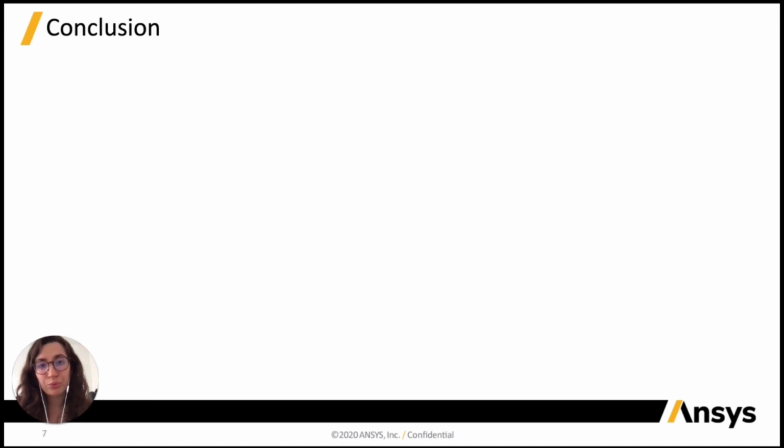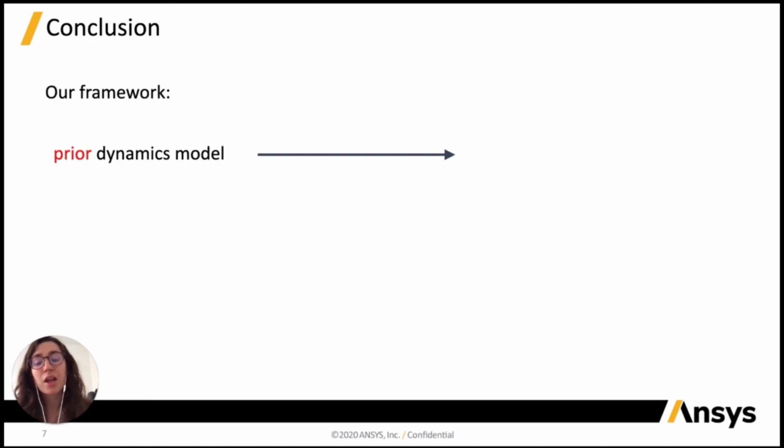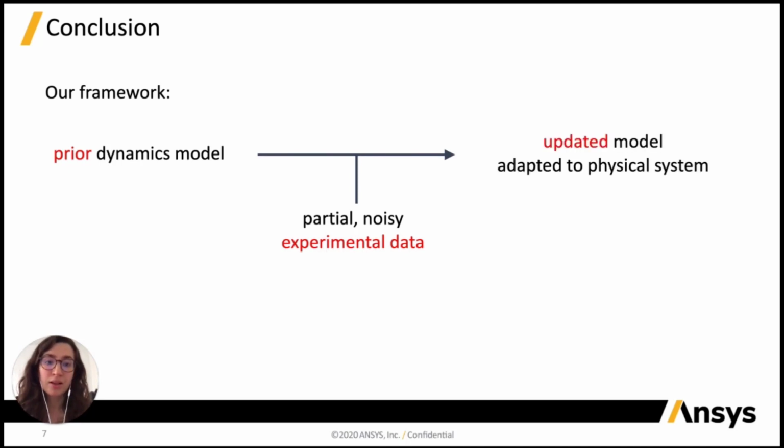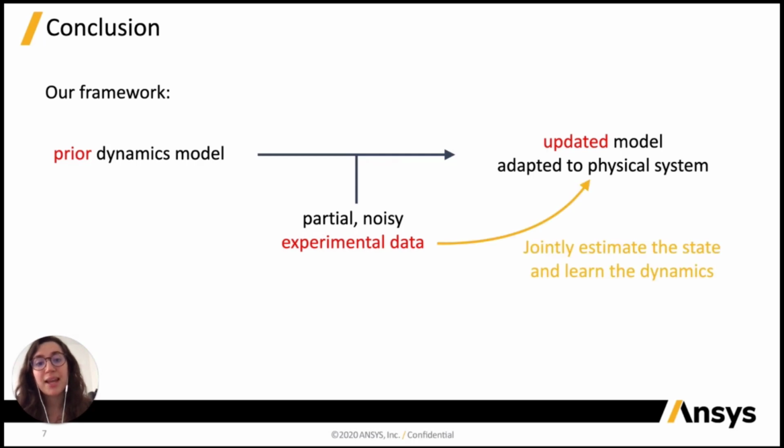So to conclude, what our framework does is that it takes a prior dynamics model, some partial and noisy experimental data, and updates the model to adapt it to the physical system by jointly estimating the state and learning the dynamics. So if you want to know more about this, go ahead and ping me.